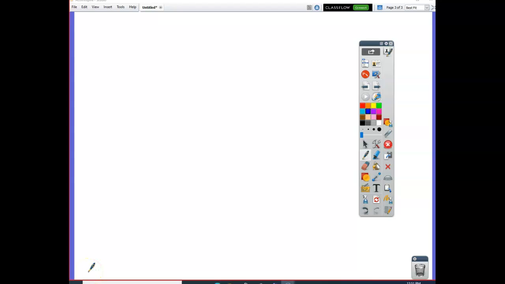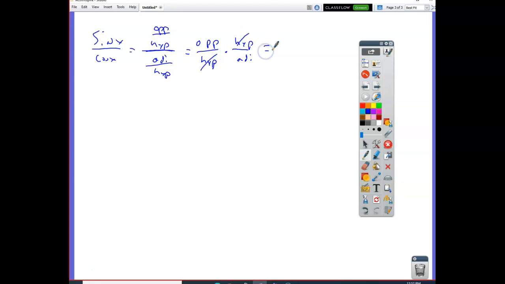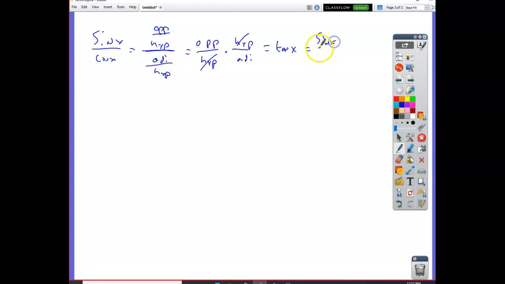Trig unit circle, as it were. Let's do this one first. Sine x over cosine x. We know that's going to be equal to opposite over hypotenuse divided by adjacent over hypotenuse. Flip and multiply, that gives me opposite over hypotenuse times hypotenuse over adjacent. The hypotenuse cancels out. I get opposite over adjacent, which is, in fact, tangent. So tangent of x is equal to sine x over cosine x.